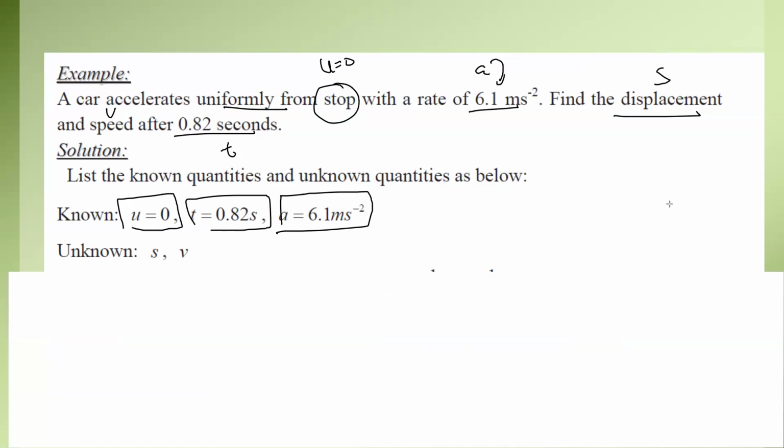Like if I write all the equations of motion, we have v equals u plus at. We have s equals (v plus u) divided by 2, multiplied by t. We have s equals ut plus half at square. And we have 2as equals v square minus u square, or you can also write v square equals u square plus 2as. It's the same thing.